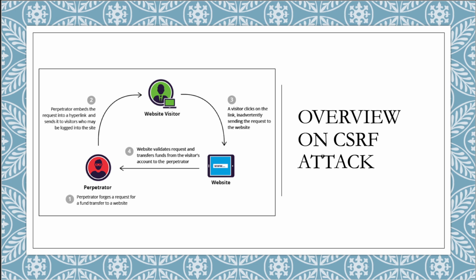So here's a diagram depicting an example of how a CSRF attack works. So say that the victim's logged into some type of banking website. First, the attacker forges a request for a fund transfer to the website. Then they embed this request into a hyperlink and send it to the visitor, or the victim. The victim then clicks on this link, inadvertently sending the request to the website, where the website validates the request and funds are transferred from the victim to the attacker.